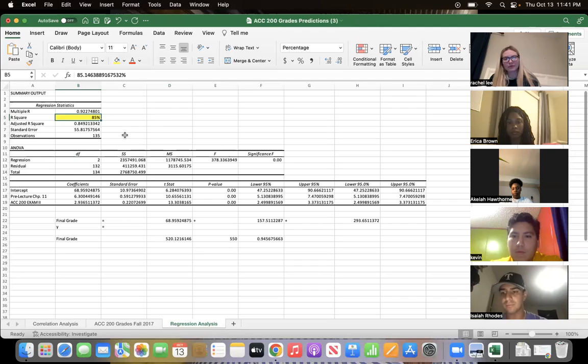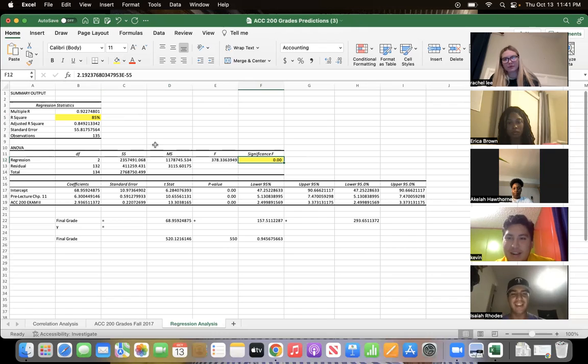Yeah, so if we look at it, it'll be that number right there. It's highlighted. And then also we have the significance F. If it's less than 0.05, then this is a good equation. So we got 0, 0, 0, as you can see. Yep. I meant to say 85 earlier. I'm sorry, I'm looking at some notes too.